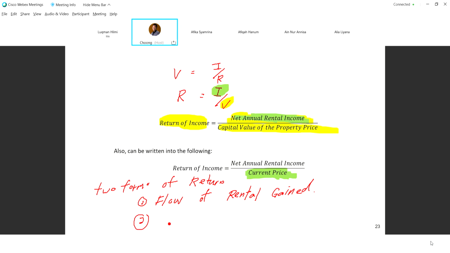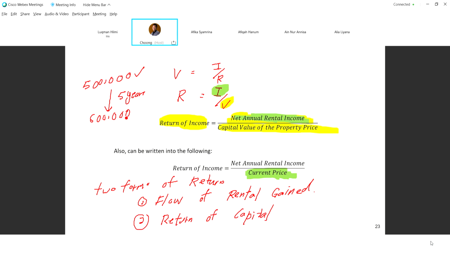Another form of income is that sometimes they say return of capital. What is mean by return of capital? Katakanlah sekarang ni you beli rumah ni dengan 500,000, after some years, after like 5 years, kalau you nak jual, mungkin harga masa tu dah sampai ke 600,000.